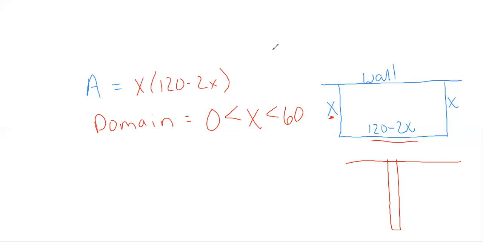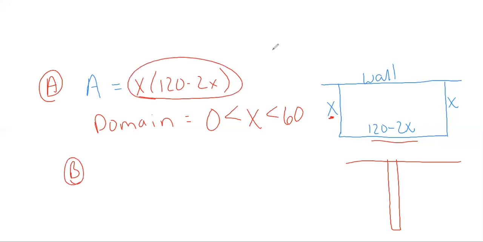Then it says, find the max. It says find the value of x that gives the greatest area, so the max. This is part B, down here. Well, the first thing I can do is multiply that area out. So the area is equal to negative 2x squared plus 120x.